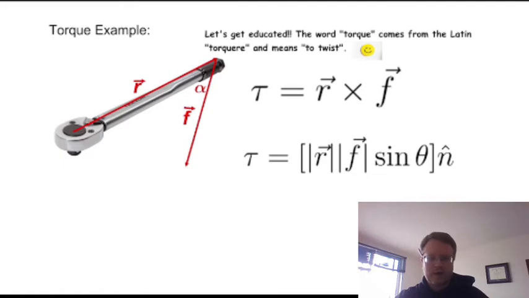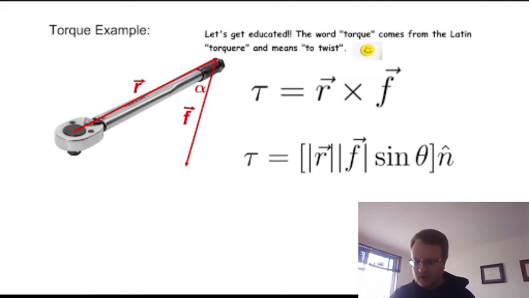All right, folks, now that we are experts at the cross product, let's see what we can do with it. To do that, we're going to look at the example of calculating torque. Torque is something that we will calculate in physics fairly often. So once again, the application of doing this work with vectors is in the realm of physics and engineering. Let's get educated. The word torque comes from the Latin torquere, which means to twist.